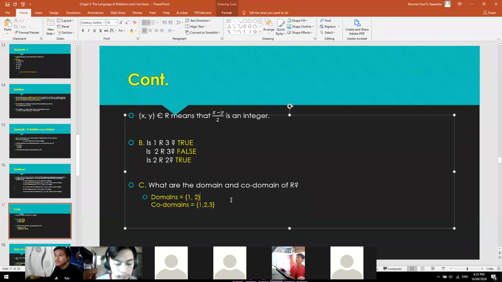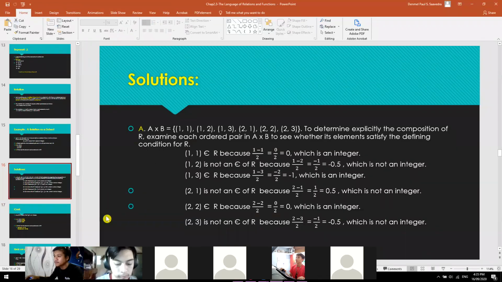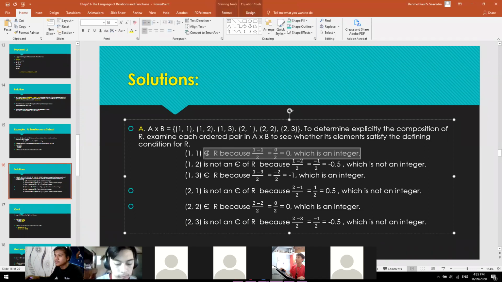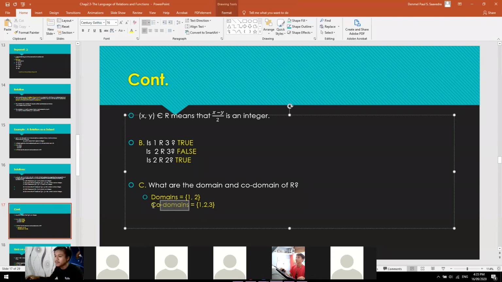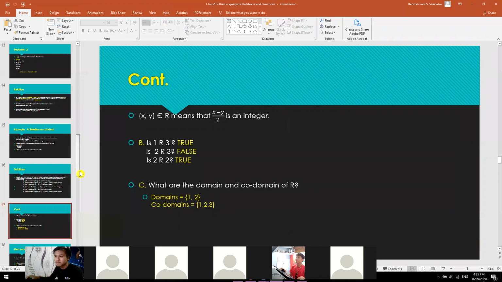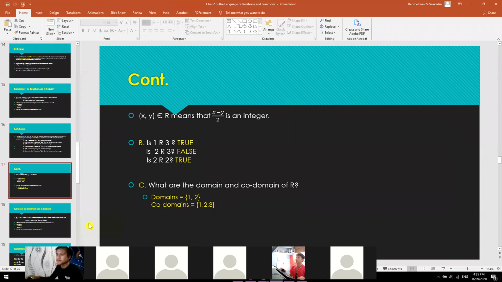Okay. So, any questions so far or any clarification regarding this one? Sir, is codomain the same as range? Yes, yes, yes. Codomain or range, they are the same. Okay, this is another term. Any other clarification? The range and the domain.